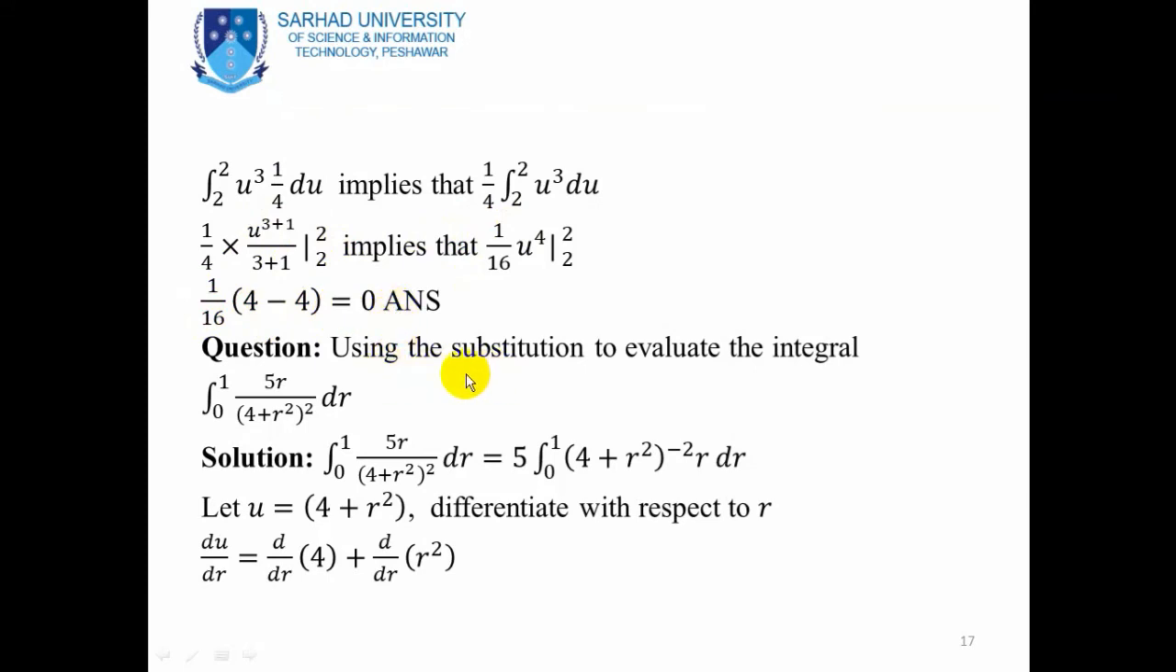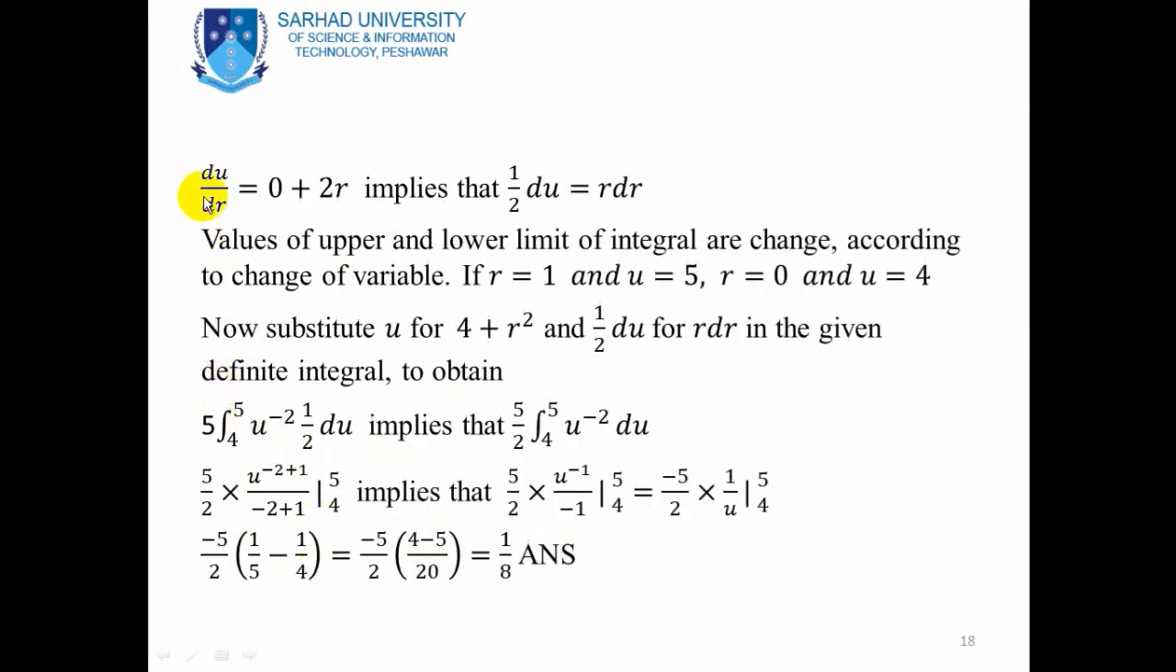Now another problem: the integration from 0 to 1 of 5r divided by 4 plus r squared, whole squared, with respect to r. In this problem we suppose 4 plus r squared is equal to u. After differentiating with respect to r, we obtain du by dr, which is equal to 2r. Now by cross multiplication we obtain 1 over 2 du is equal to r dr.